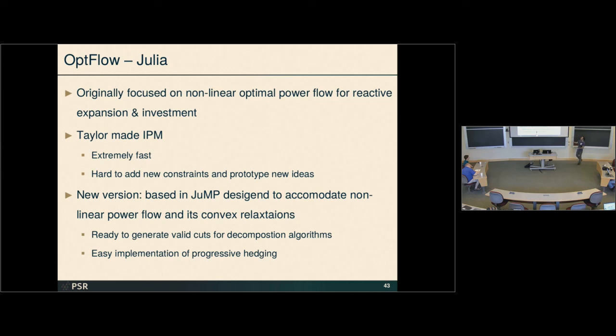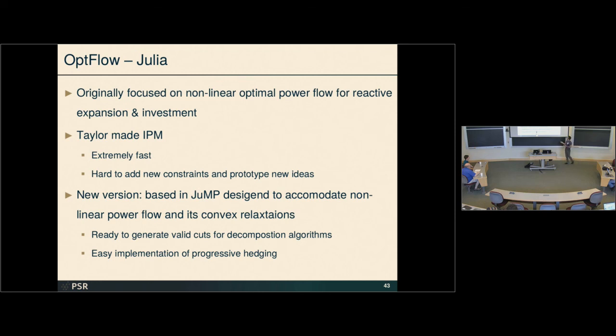This is the last model, so I won't go too deep into that. The original version is a tailor-made interior point method algorithm, everything written in Fortran with all the Hessians and Jacobians derived by hand. So adding new things to this model is really hard, and testing new formulations like Carleton was showing us is extremely hard, although the original model is super fast.